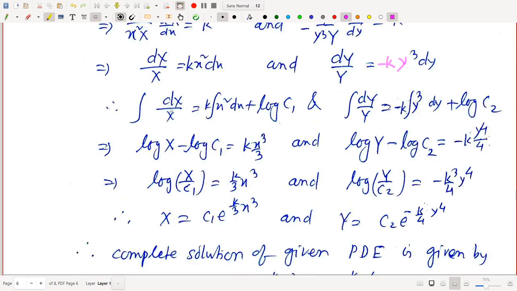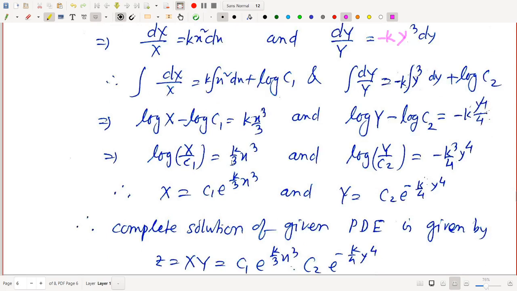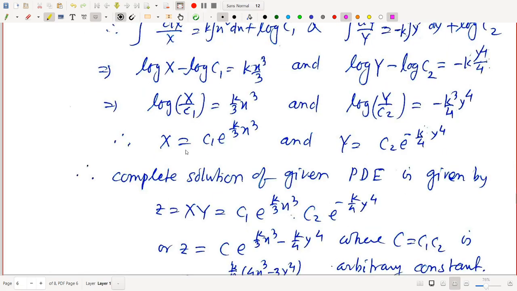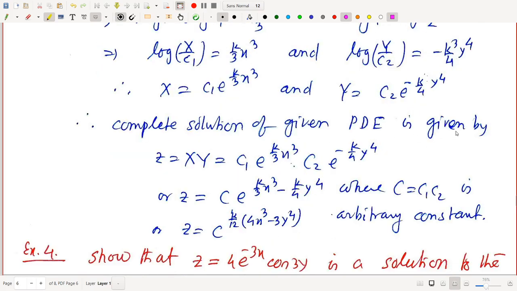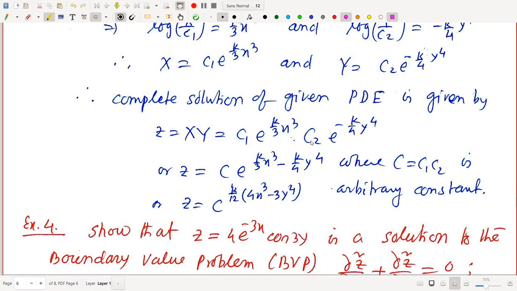Therefore integrating, this is log X, integrating constant log c1, integration of kx square dx is kx cube by 3, here it is minus ky to the power 4 by 4, log c2 side change. So log X by c1 is k by 3 x cube, and here log Y by c2 is minus k by 4 y to the power 4. So X equals c1 e to the power k by 3 x cube, and Y equals c2 e to the power minus k by 4 y to the power 4. Therefore the complete solution of the PDE is given by z equal to XY equal to c1 e to the power k by 3 x cube into c2 e to the power minus k by 4 y to the power 4.